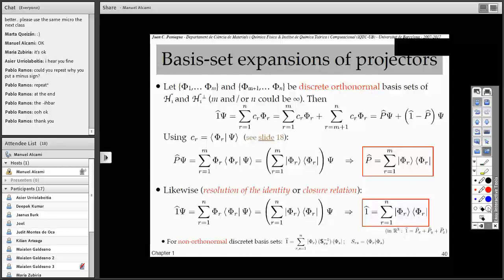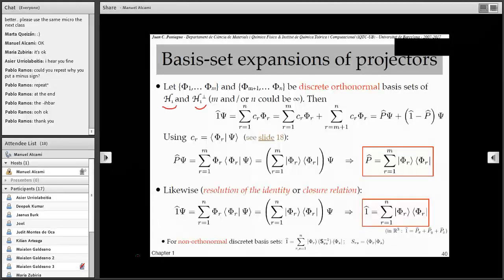Well, so let's consider a Hilbert space with some subspace H1 and its orthogonal complement, and let's choose an orthonormal basis in H1 and an orthonormal basis in its complement. Since in quantum mechanics the spaces could be infinite dimensional, it could happen that any of those dimensions, or even both of them, are infinite. But this does not make any important difference.